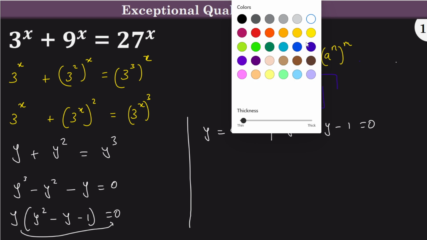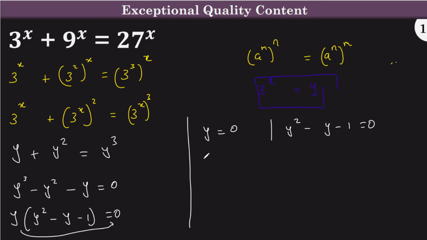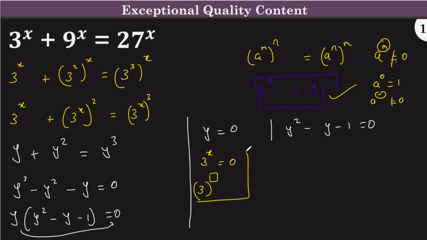Now first of all, let us come to the first equation. What is the value of y? 3 raised to x, that is equal to 0. Now tell me, if I put anything in the power of 3, any value of x, a raised to m, whatever the value of m, it is never going to be 0. If I put a negative value also, or 0, a raised to 0 gives me 1. A raised to a negative value also doesn't give 0. So this equation has no values of x.